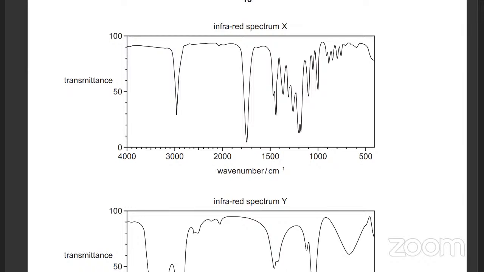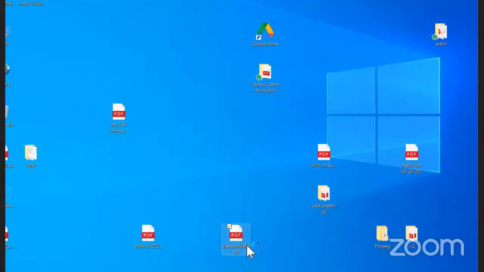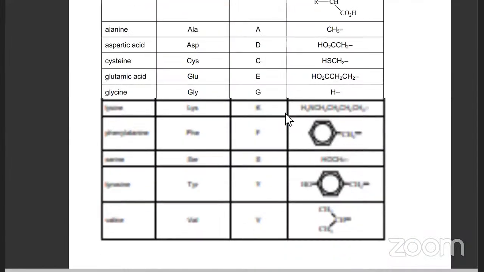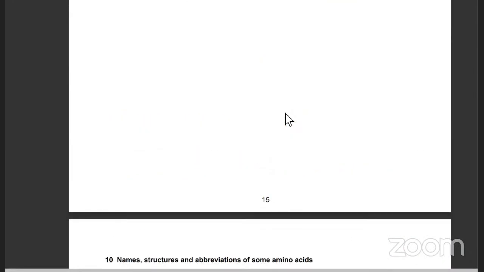It's not a carboxylic acid. It's not an alcohol. I'll open the data booklet. I mean, you should just memorize this. This one is very easy to identify. It's not even an ester. It's just a C=O bond. It could be an ester, it could be a carboxylic acid, it could be many things.